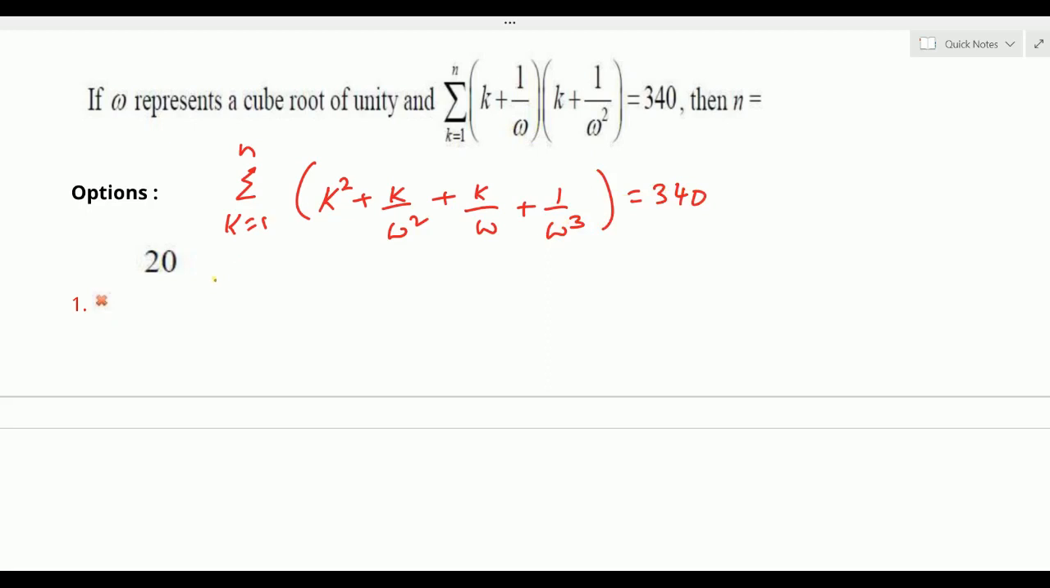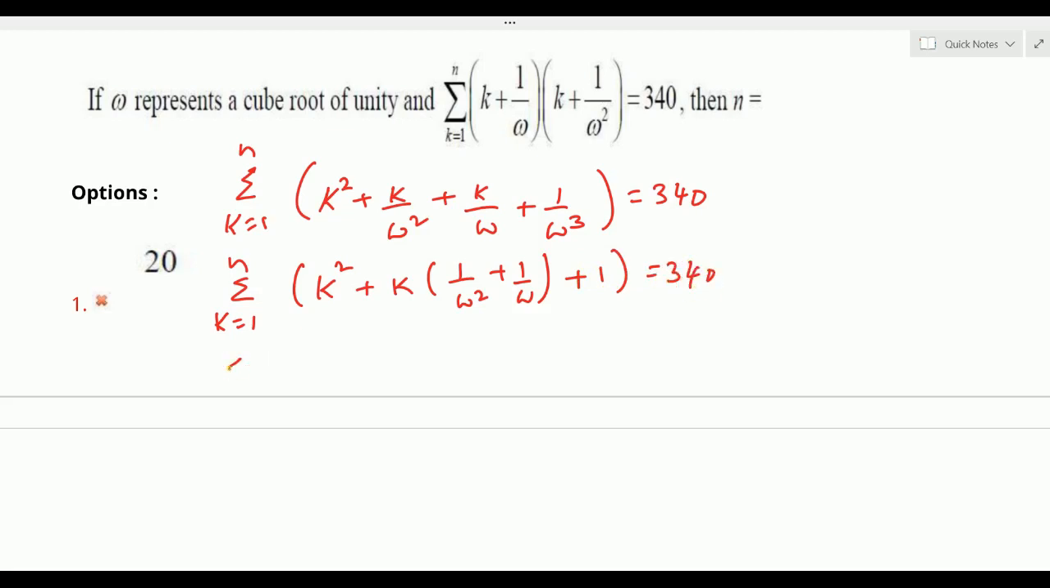Now we have to calculate like this. k varies from 1 to n, k square as it is, plus k is taken out, k is common, 1 by omega square plus 1 by omega, plus omega cube value 1, omega cube 1 కాబట్టి 1 by 1 is 1, is equal to 340, right?